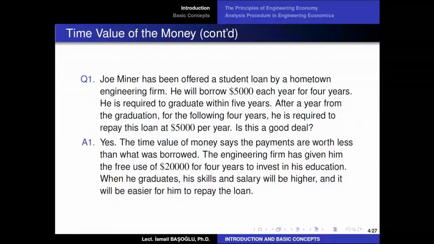Okay, so let's understand the engineering economy now. We understood the time value of money, and let's understand the engineering economy. Engineering economy, or engineering economics, evaluates the monetary consequences of the products, projects, and processes that engineers design.